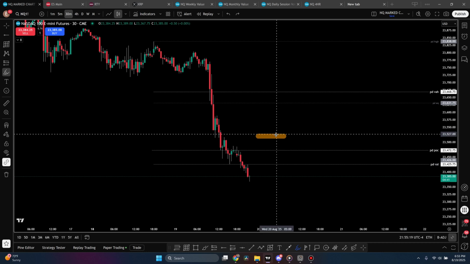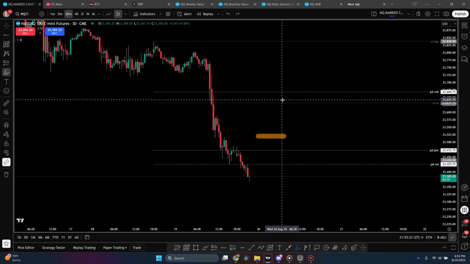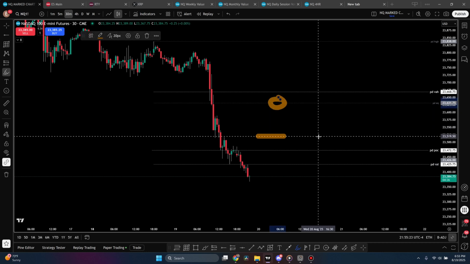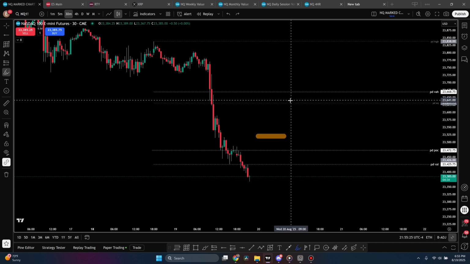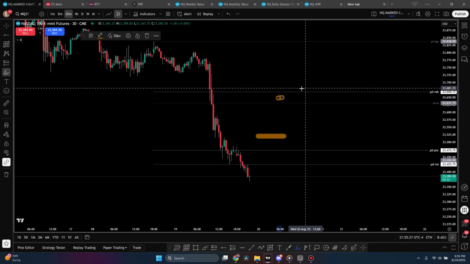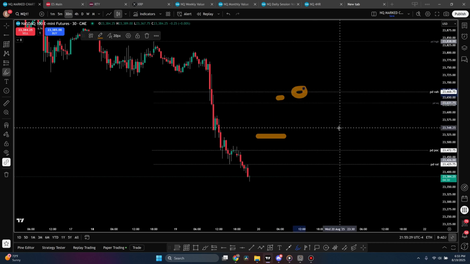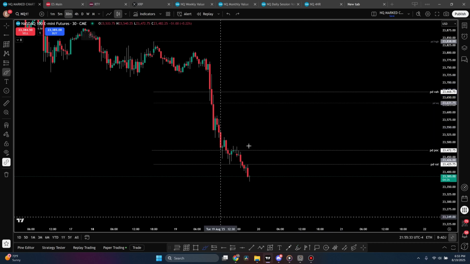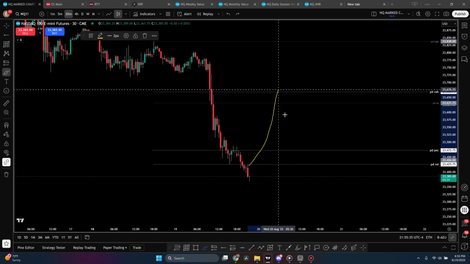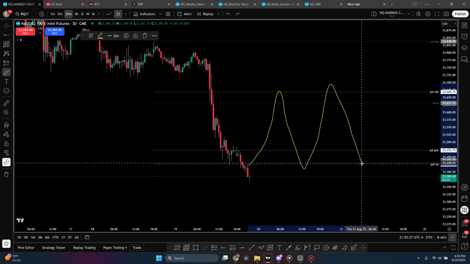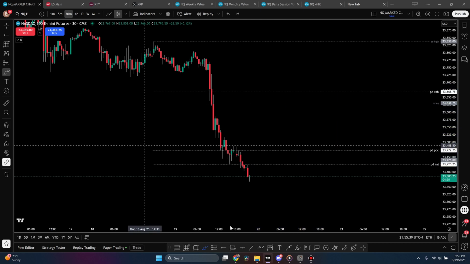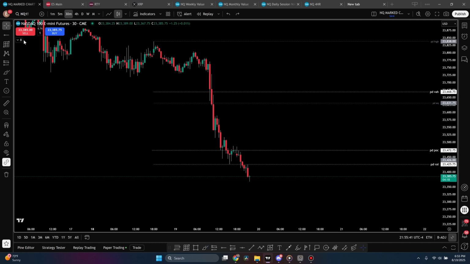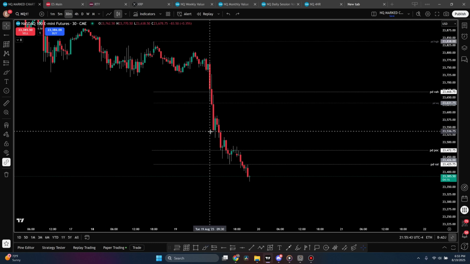then we can expect price to rotate to the EQ. We close above that, we can expect a rotation to the previous day value area high. And all we're expecting is for price to rotate in balance. Now, obviously, there's more to it than that, but that's the basics of what I mark out. That's the basics of what I look at.